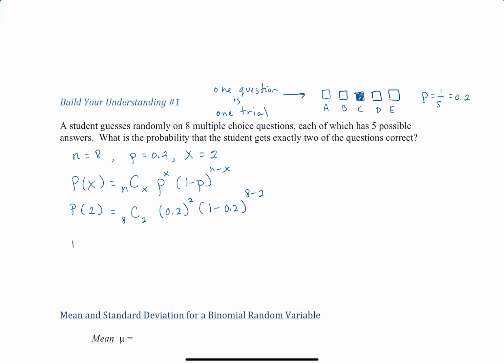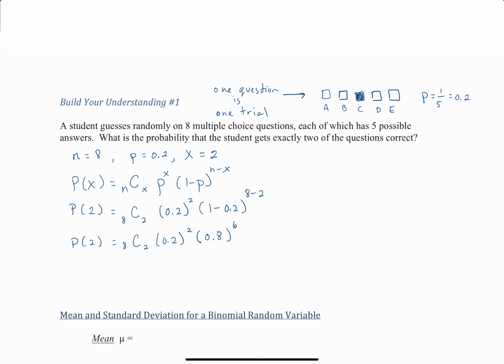Now, to enter this in the calculator, we want to do a little bit of simplifying. Specifically, 1 minus 0.2 is 0.8, and 8 minus 2 is 6. And again, you want to write this step on your paper, because if you hit a wrong button and get a wrong answer, it won't cost you much if I can see that this is what you are putting in your calculator. If I can't see what you are putting in your calculator and then it comes out wrong, that's going to cost you a fair bit. So write this down for me.